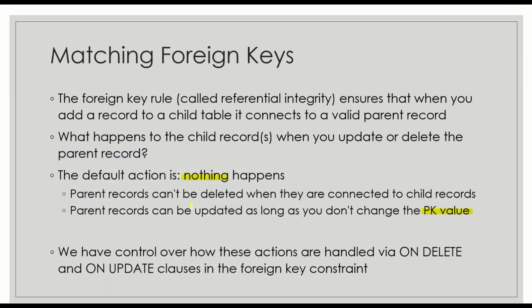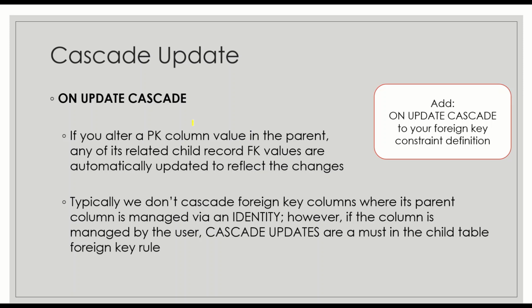Now we have control over that. If we want to change the default behavior, we can. And the way that we can control that is when we're creating the foreign key constraint. So let's take a look at the next slide. The first one is handling updates. If we add on update cascade to our foreign key constraint definition, it means that you are now allowed to alter the primary key column value in the parent. And what will happen is, if we make changes to the primary key in the parent, all of the child records will be updated to reflect that.